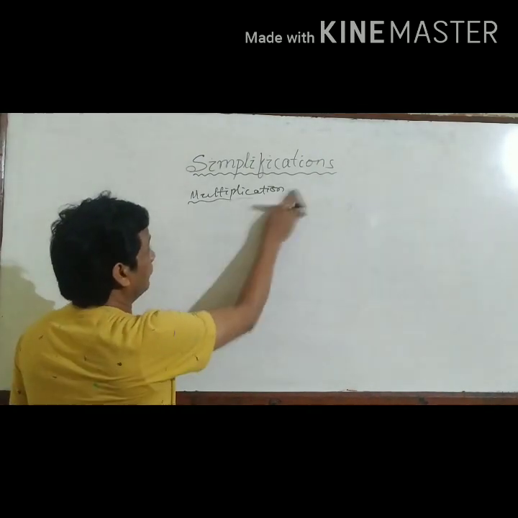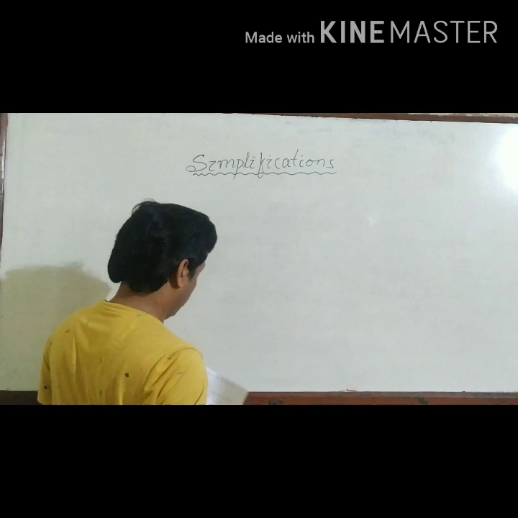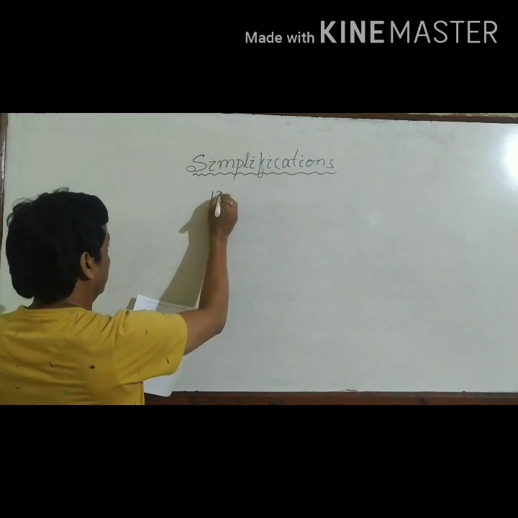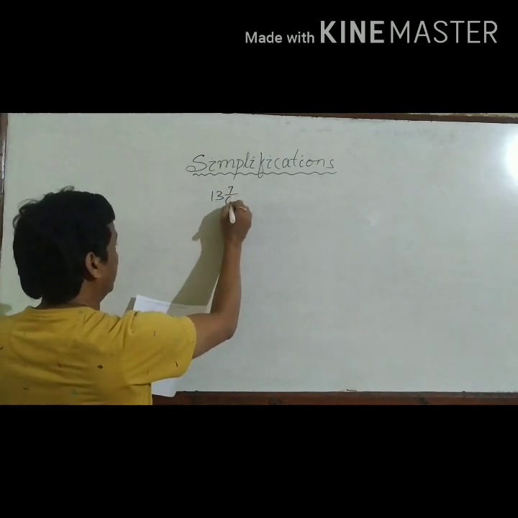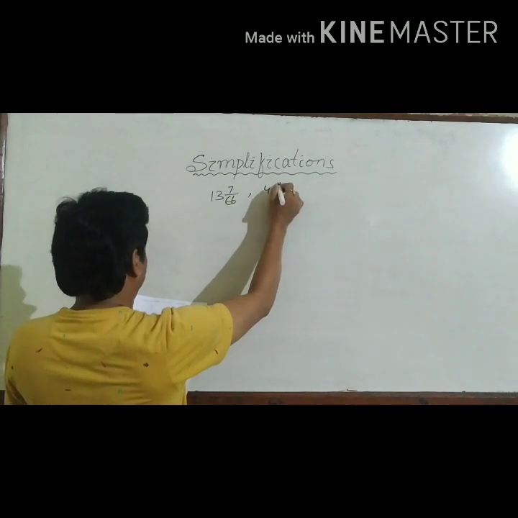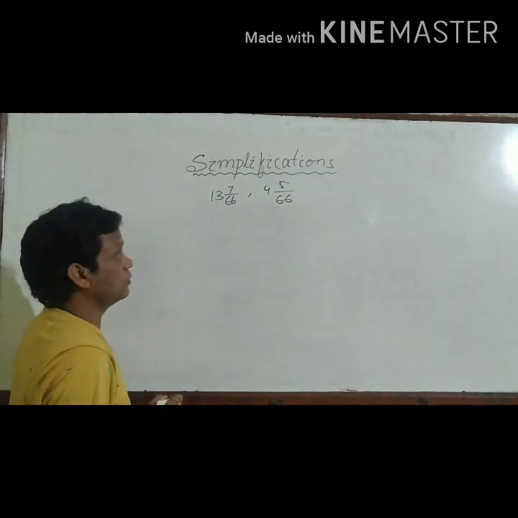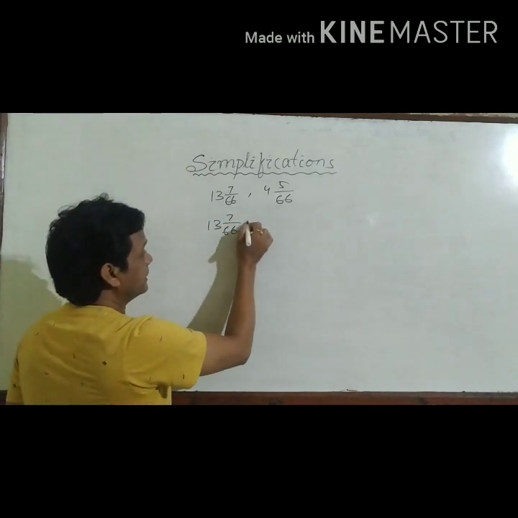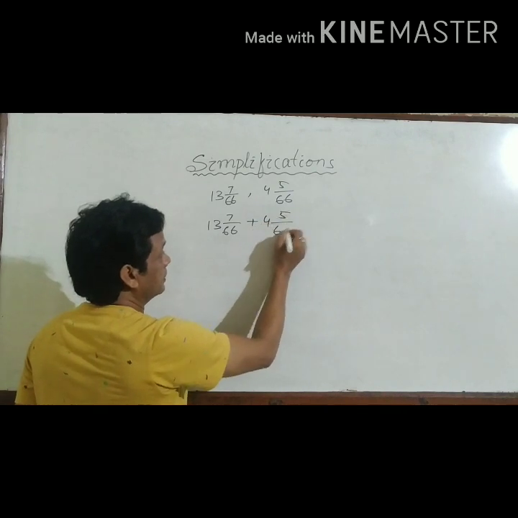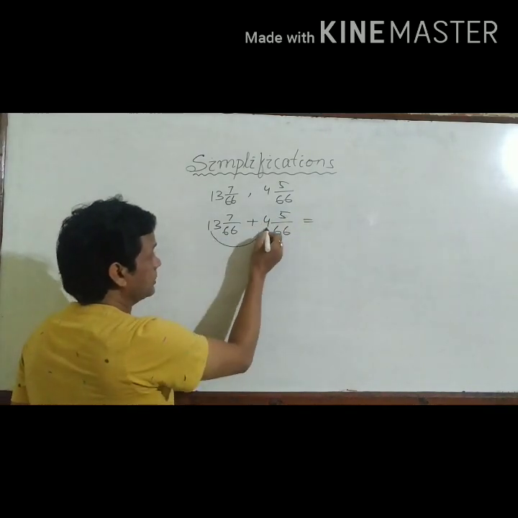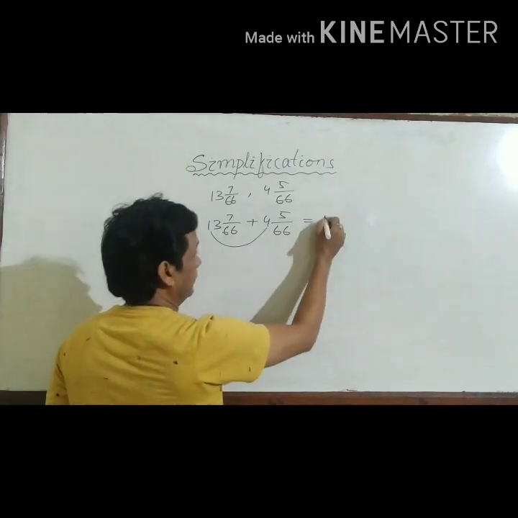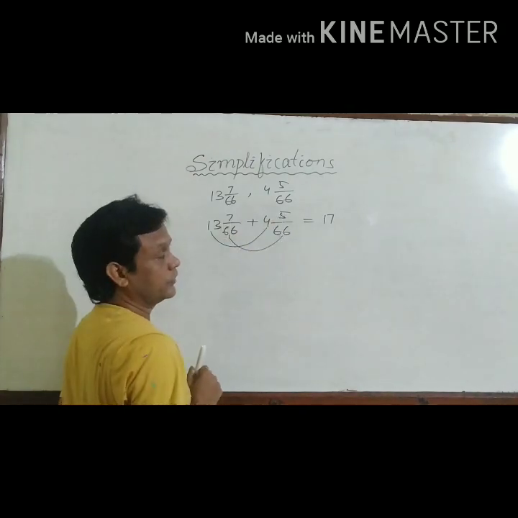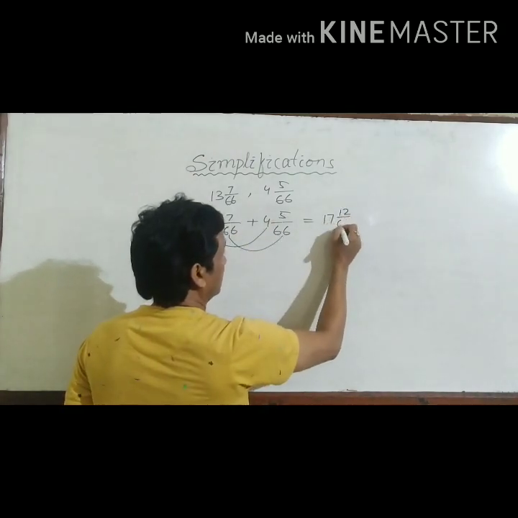And now, how to multiply? Add and subtract on multiplication numbers of these types: 13 whole 7 by 66 and 4 whole 5 by 66. How to add these two numbers? See here how interesting it is. 13 whole 7 by 66 plus 4 whole 5 by 66. Simply add these two numbers. It is 13 plus 4, 17. And then add these two numbers, 7 plus 5, 12. So 12 by 66.